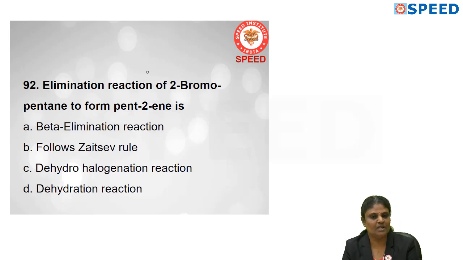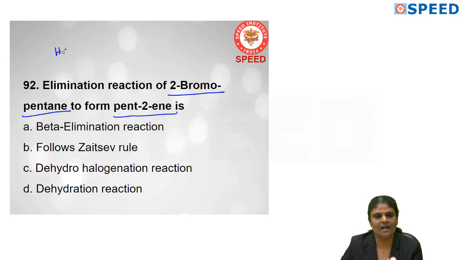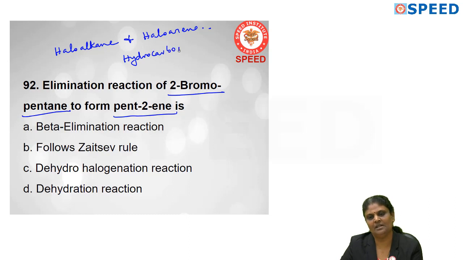Now the second question: elimination reaction of 2-bromopentane to form pent-2-ene. This is a combined question from the chapters haloalkanes and haloarenes, which is 12th grade, and hydrocarbons, which is 11th standard portion. 2-bromopentane is the haloalkane part, and pentene, the ene, is from the alkene part.